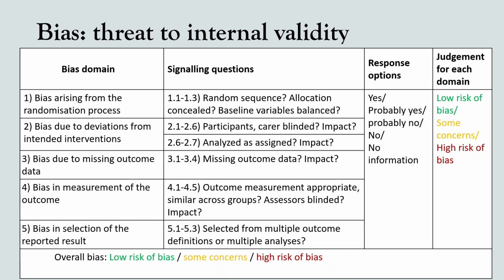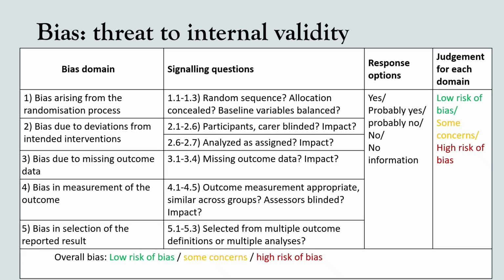And the third risk of bias domain examines missing outcome data. We ask whether a lot of data were missing and whether that could affect the results. And the fourth domain looks at measurement of the outcome. We check whether the outcome was measured appropriately, whether the same methods were used across groups, and whether the outcome assessors were blinded. The fifth domain assesses the selection of the reported results. This helps detect selective reporting, such as choosing only favorable outcomes or analyses.